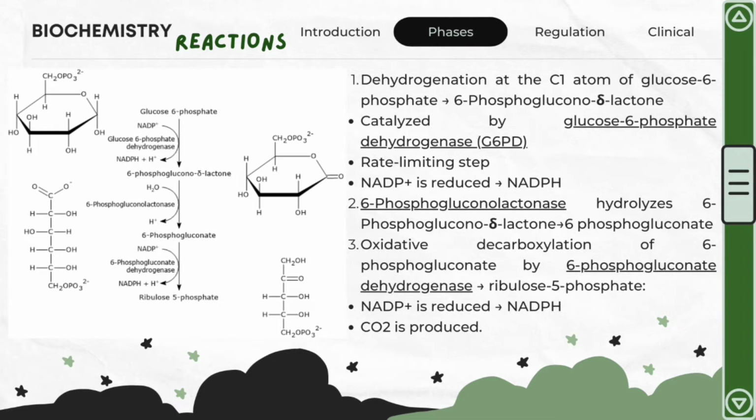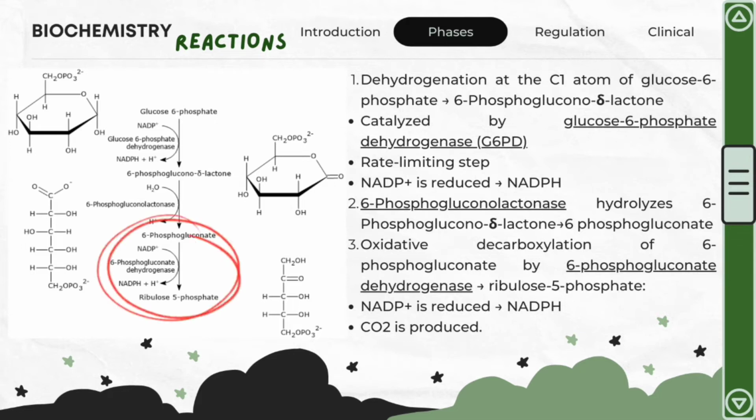6-phosphogluconate delta lactone is hydrolytically unstable and undergoes a non-enzymatic ring opening, a reaction that occurs at a significant rate. However, in the cell, this ring opening reaction, hydrolysis, is accelerated by the catalytic action of 6-phosphogluconolactonase, which is the enzyme that helps this step.